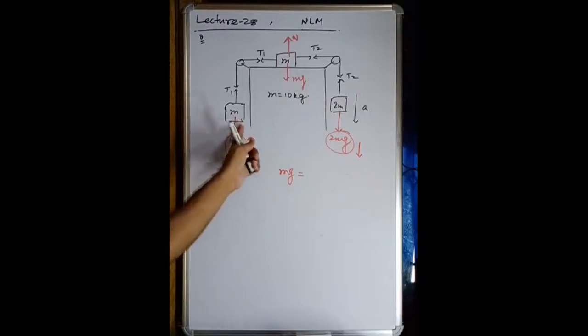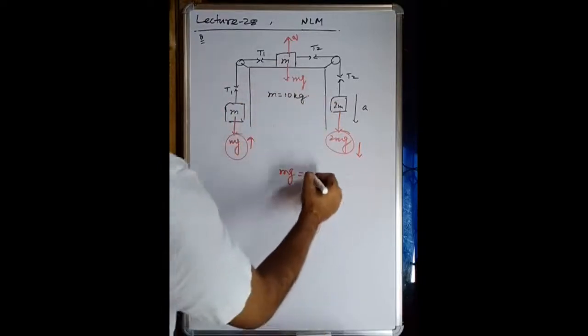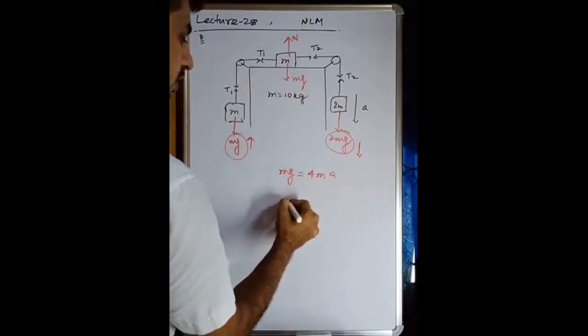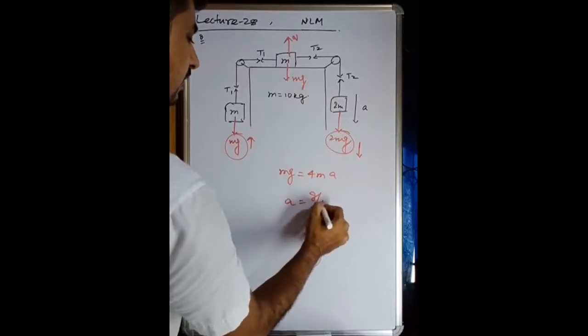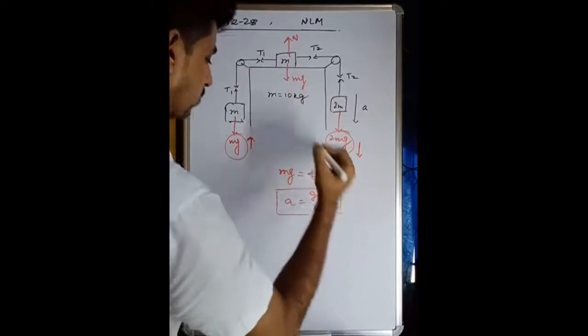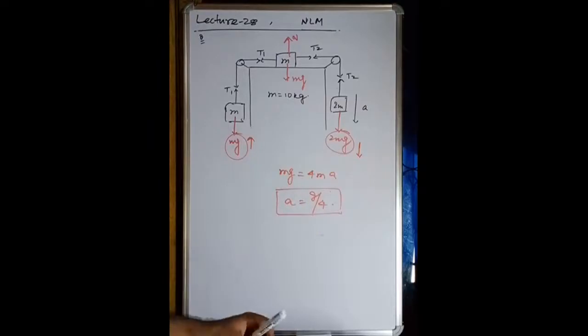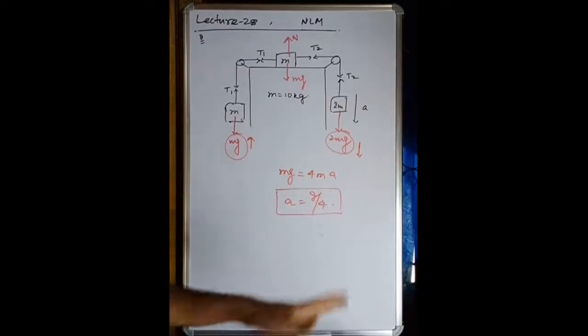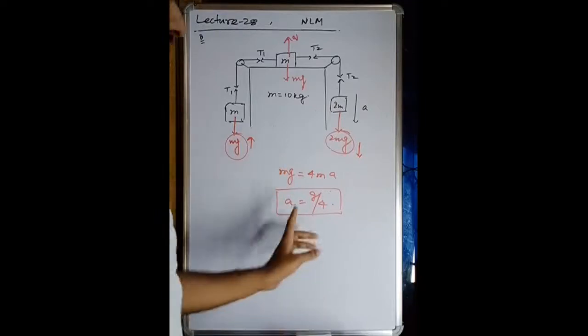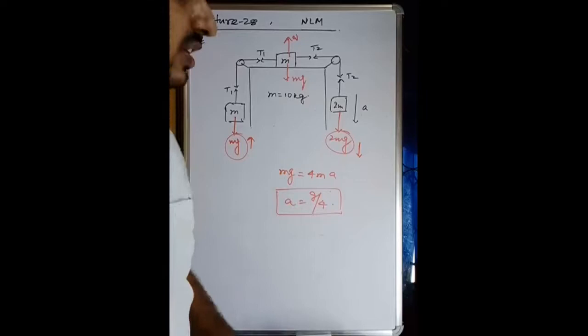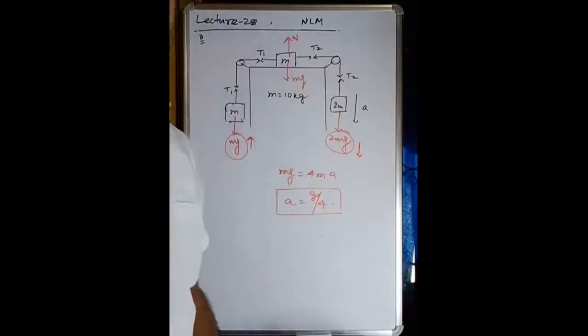How much total mass? m and twice m. It is 4m into a. So it is g by 4. Now my dear students, you need to solve this question properly with the complete method, you will find the same answer. Once you get the acceleration, you can find the tension in each string as well.